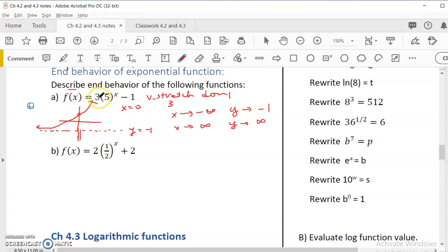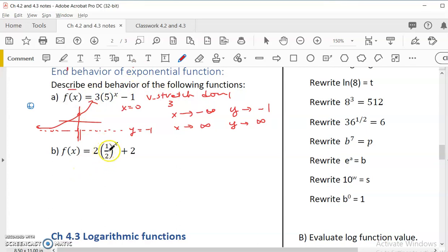If instead of 3, we have a negative 3, you would have a reflection. Then the only thing that would change is the y. Instead of going to infinity, you would have y going to negative infinity. So look at the a carefully. In real life, most of the time we have a positive a. So both of these examples are positive.